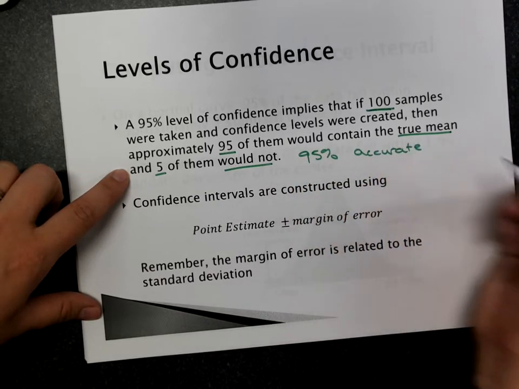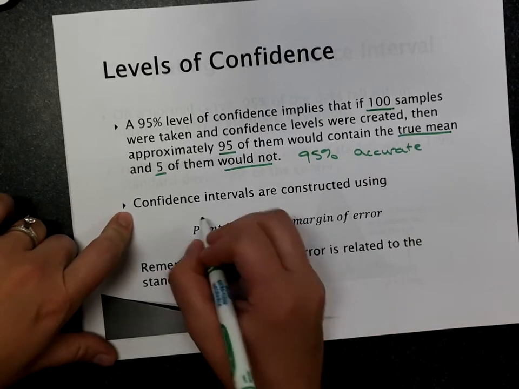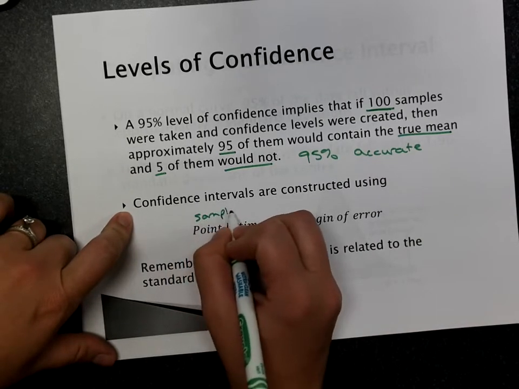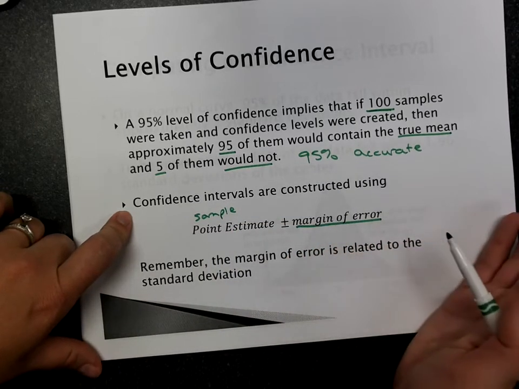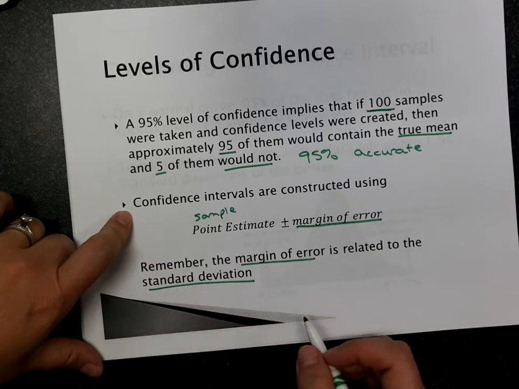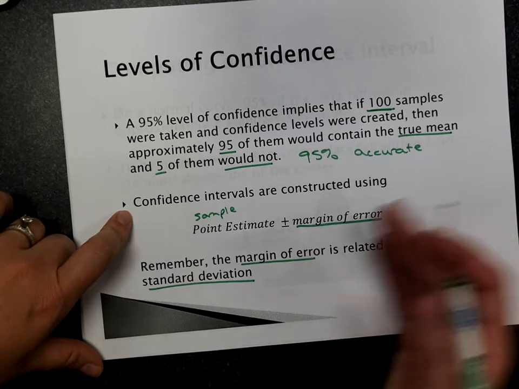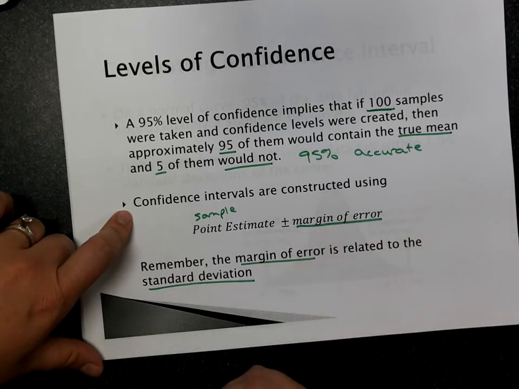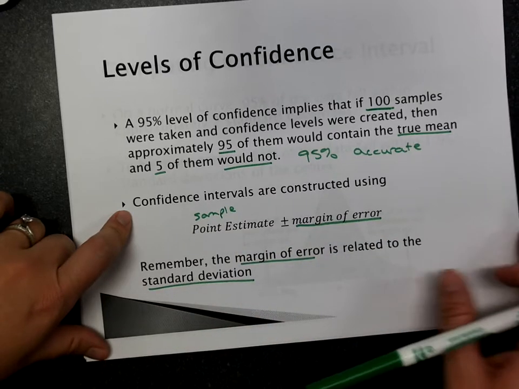So confidence intervals are constructed using the point estimate from the sample, plus or minus what we call the margin of error, which you might have heard of before. And the margin of error is related to the standard deviation. So the larger the standard deviation, the larger the margin of error. The smaller the standard deviation, the smaller the margin of error. So we'll see exactly how this works in just a minute.